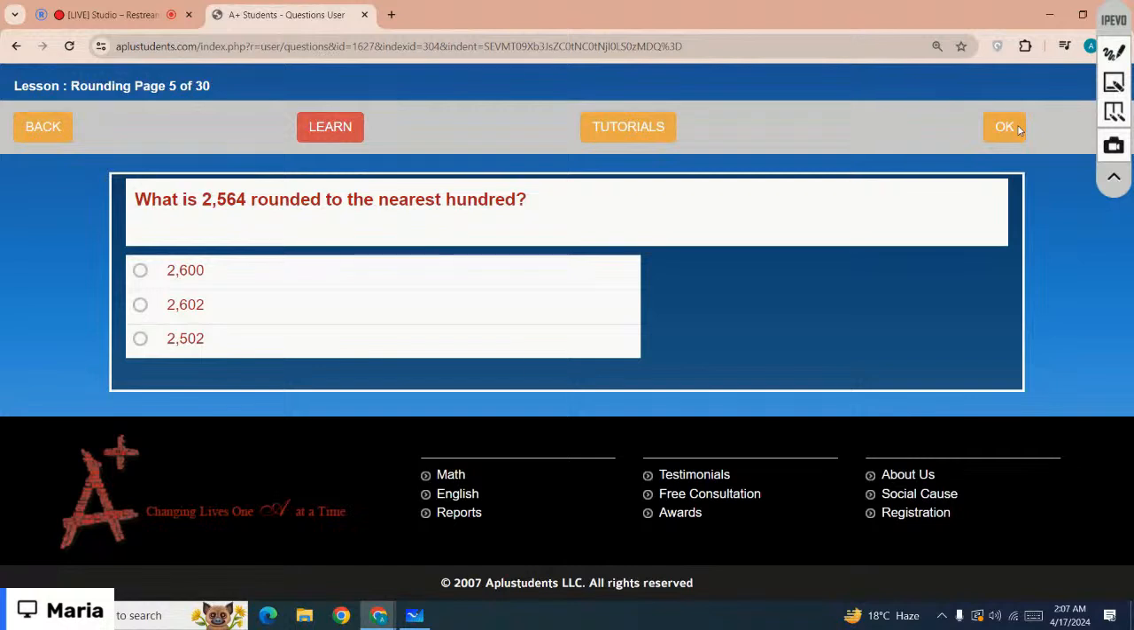What is 2564 rounded to the nearest 100? Which is the correct option? Yes, the correct option is 2600, and number 1 is the correct option. Very good.